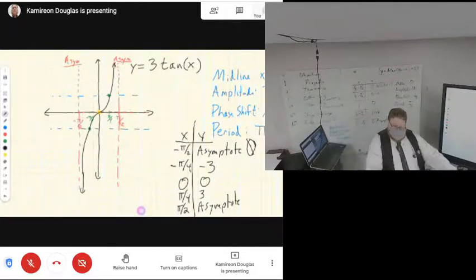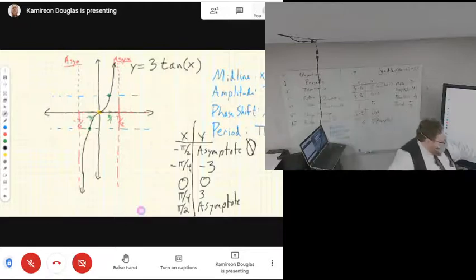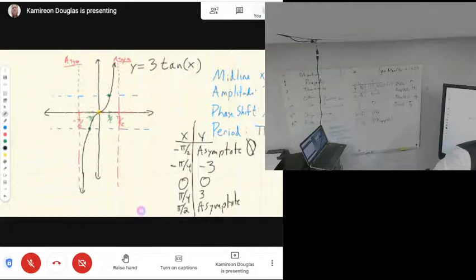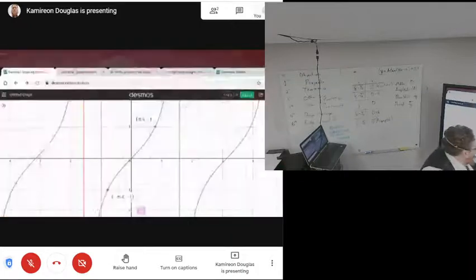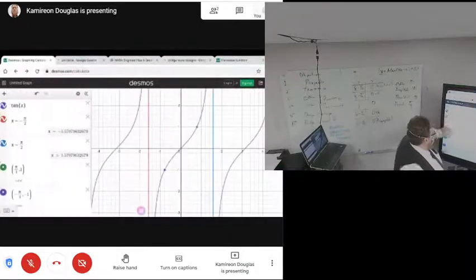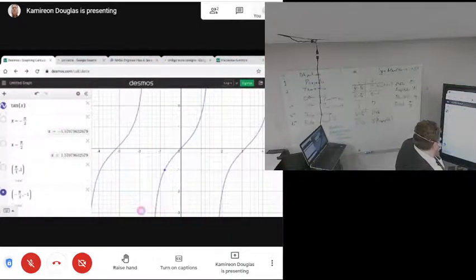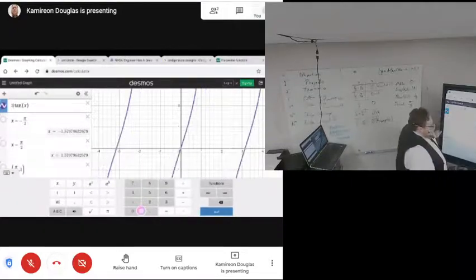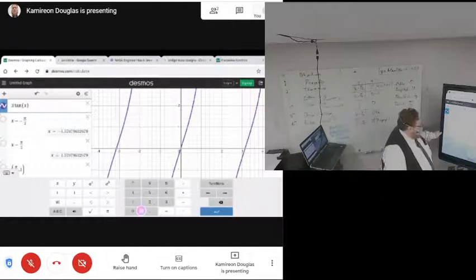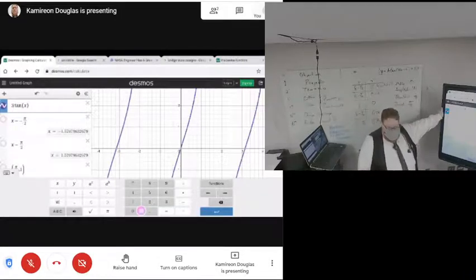I'm about to change the screen. All right, my points are at negative pi over 2, I have an asymptote. Negative pi over 4, I'm at negative 3. 0, I'm at 0. At pi over 4, I'm at 3. Pi over 2, I'm back at an asymptote. Go to Desmos. My equation was 3 tangent of pi over 3. Okay. I guess that's interesting enough.